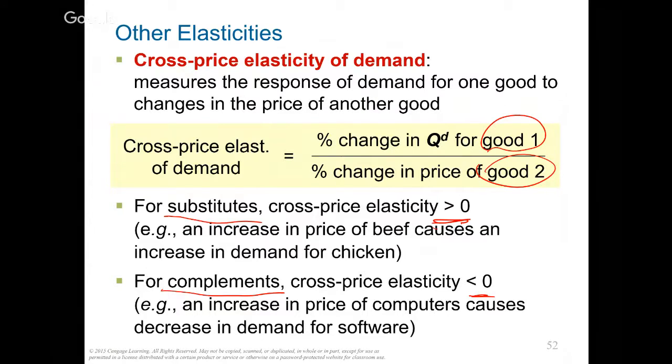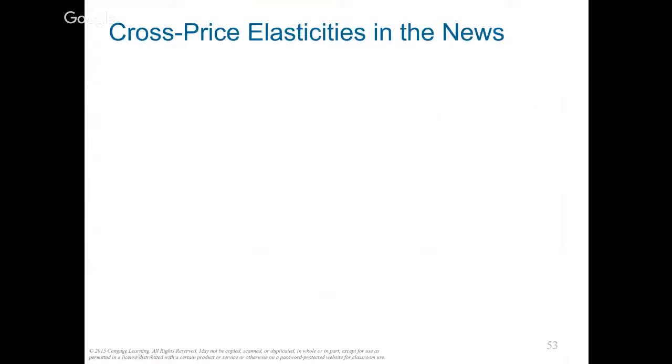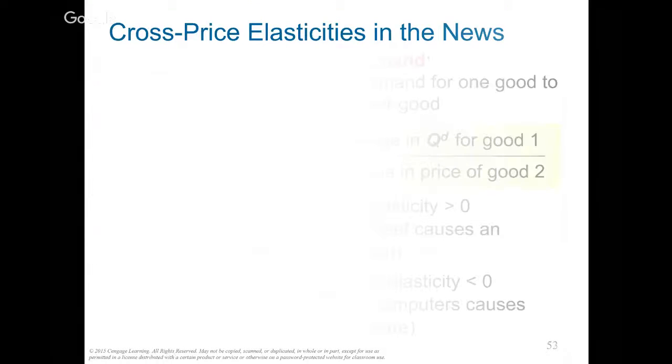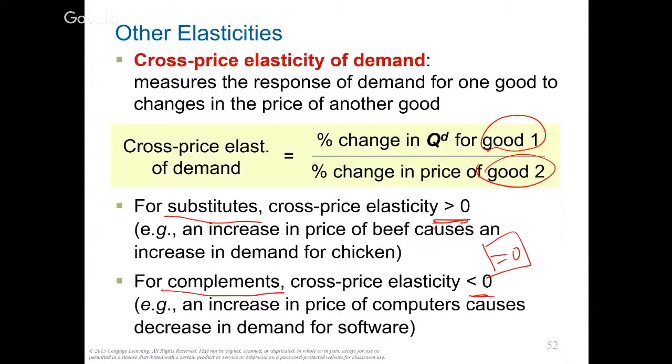If for some reason you have a 0, that means these two goods are not even related to each other. Very rarely do you see a 0 here. Imagine you compare the price change in chicken to the change in quantity demanded for a Justin Bieber CD. They don't have any relationship, so they should have a cross price elasticity close to 0.